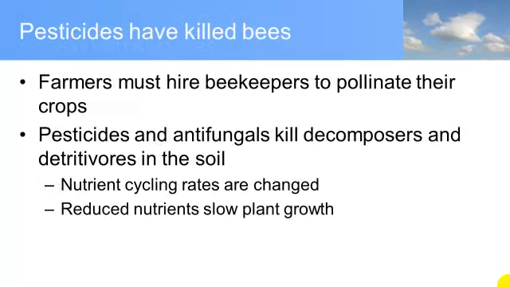Another problem we have with many chemicals, including pesticides, is they can damage non-target species. Many pesticides that were used to kill insects that attack crops have also harmed bee populations, which can inhibit the crop's ability to reproduce because we want to keep the bees around to help pollinate our crops. Pesticides and antifungals that were used on many crops have been known to kill decomposers in the soil, which can inhibit the plant's ability to absorb nutrients and slow down the plant's growth.